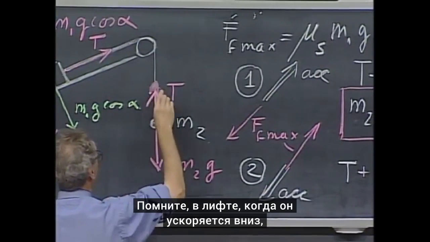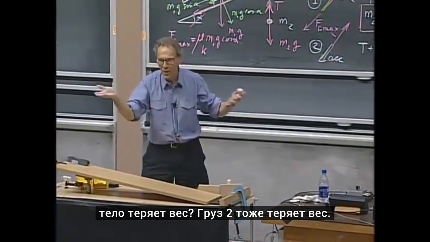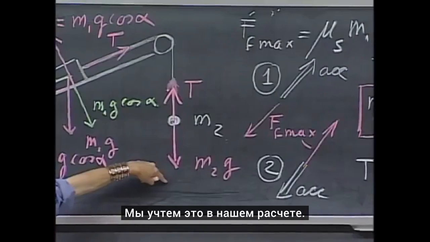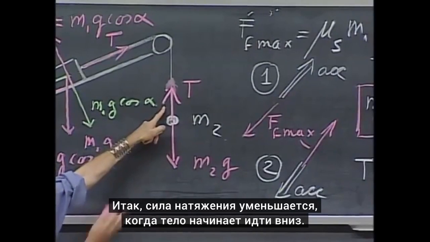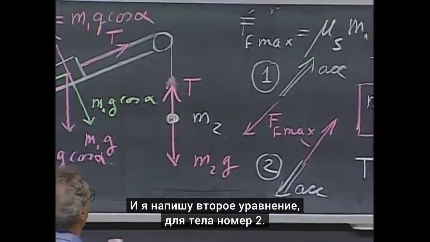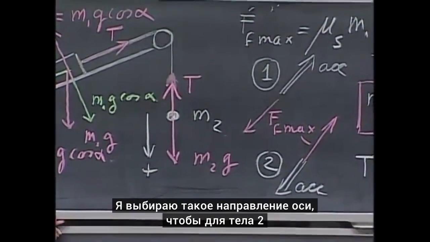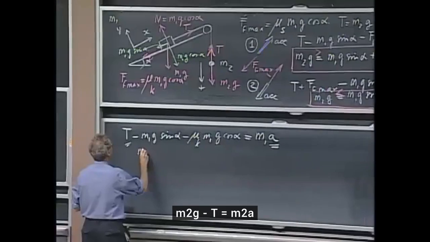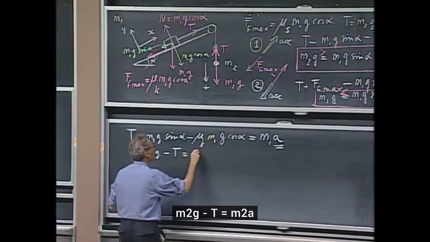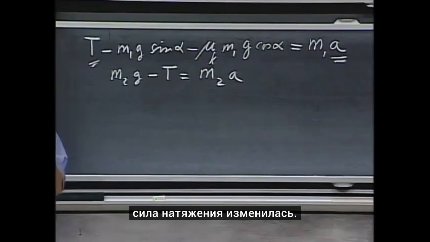Remember, an object in an elevator being accelerated down loses weight. It's losing weight. This object must be accelerated down. We have to take that into account. So the tension, once it starts accelerating, will go down. So I have a second equation for object number 2. I call this the plus direction. So for object number 2, I have m2 g minus T equals m2 times a. It is very important that you see that the tension will change.